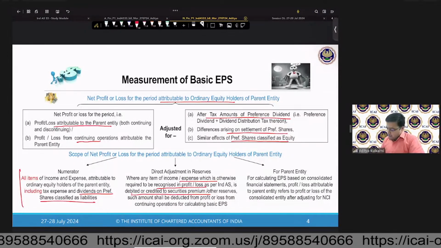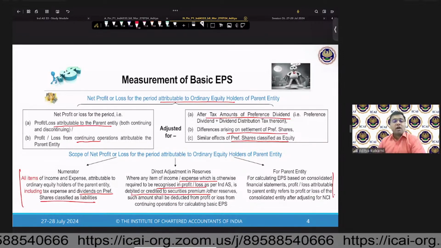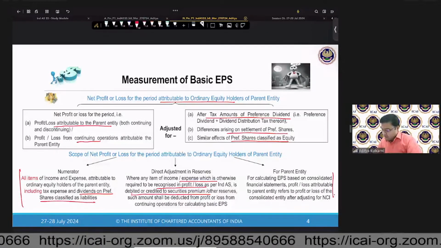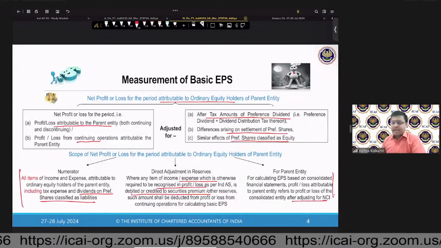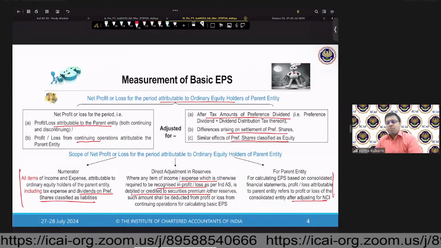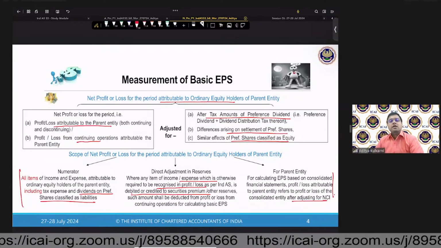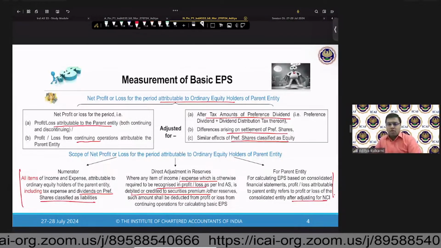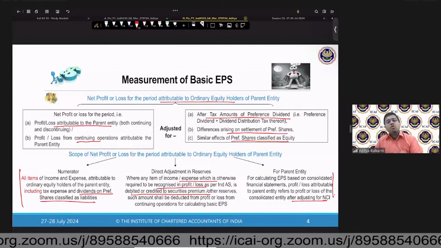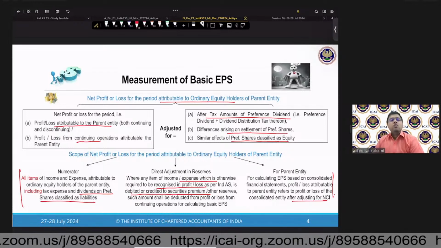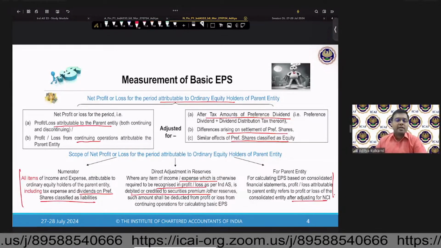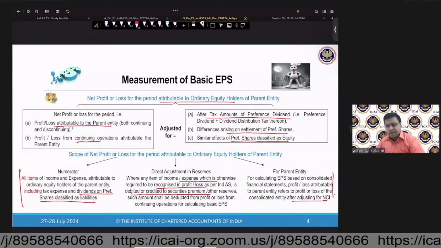Okay, and when we talk about EPS from the perspective of consolidated financial statements, it refers to the profit or loss after adjusting NCI, because obviously non-controlling interest is the non-controlling shareholder. So the earnings attributable to owners of the parent entity will be the earnings that will be left after we apportion the share to the non-controlling interest.